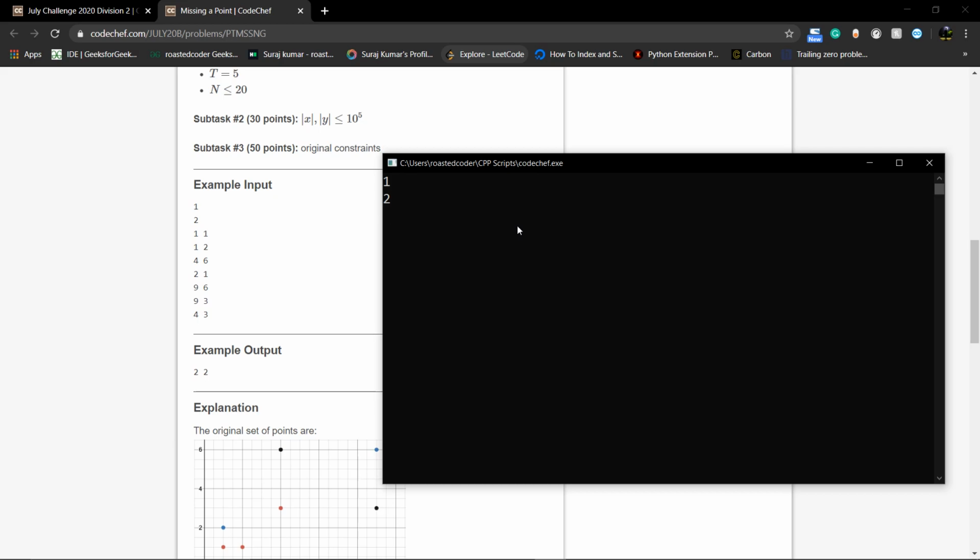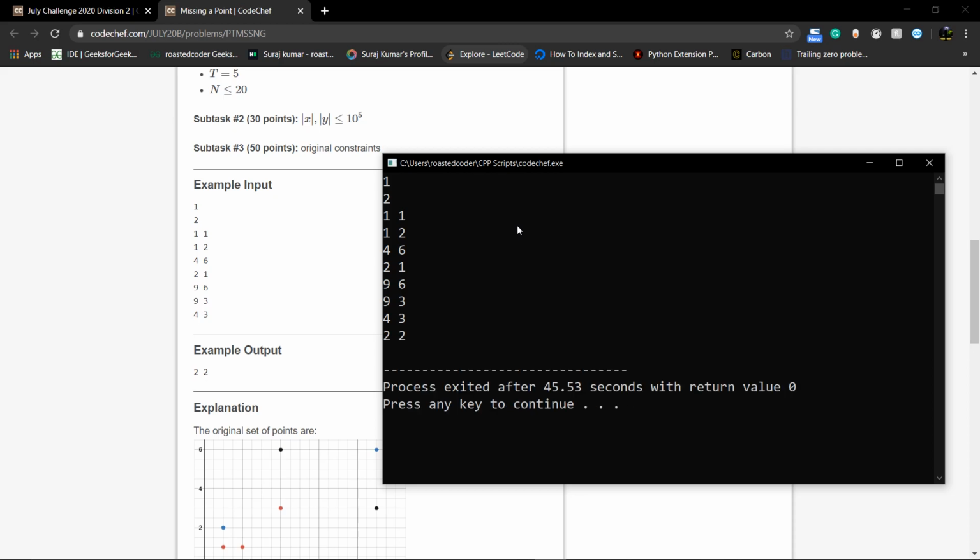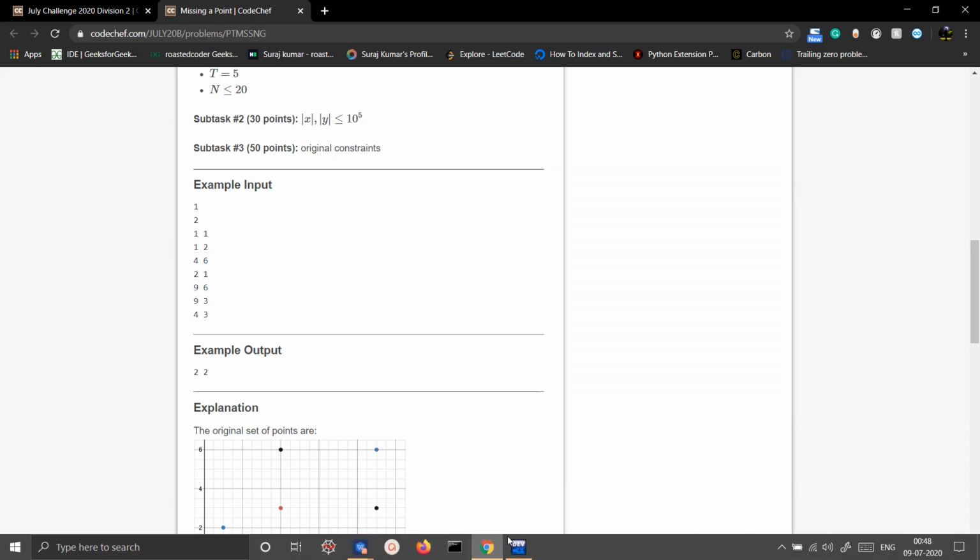The vertices are 1, 1, 1, 2, 4, 6, 2, 1, 9, 6, 9, 3 and 4, 3. So the output is 2 and 2. So now let's submit our code.